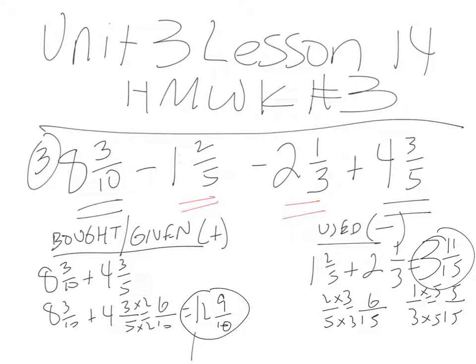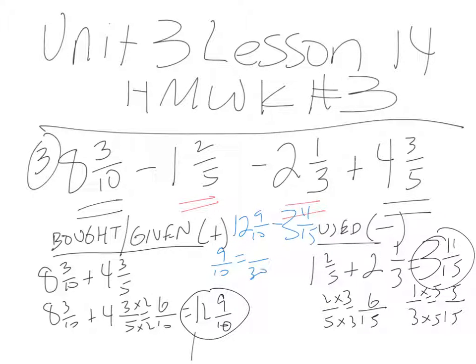So now the new problem has become 12 and 9 tenths minus 3 and 11 15ths. Well, as you can see, the denominators are unlike, so I have to get them to be like. If you count by tens and you count by 15s, you would get 30 as your common denominator. So I'm going to change both of these fractions to 30ths.